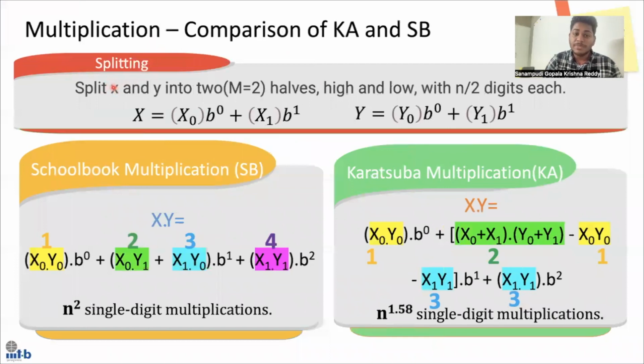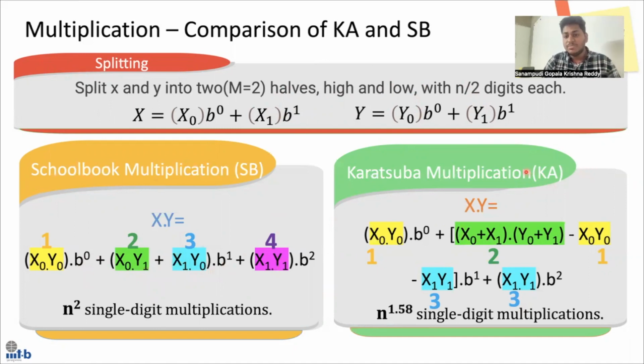When we are trying to multiply two numbers x and y, initially we divide these two numbers into two halves. Since it is a two-term multiplication, we divide x into x0 and x1. The schoolbook multiplication algorithm is similar to how we do multiplication in real life. We will multiply x0 with y0, x0 with y1, x1 with y0, and x1 with y1. I have written that in the form of an equation here.